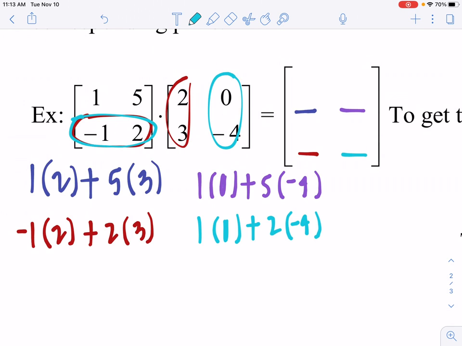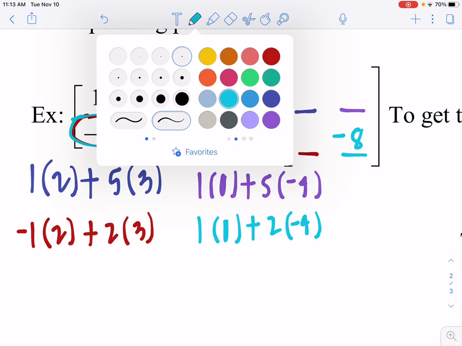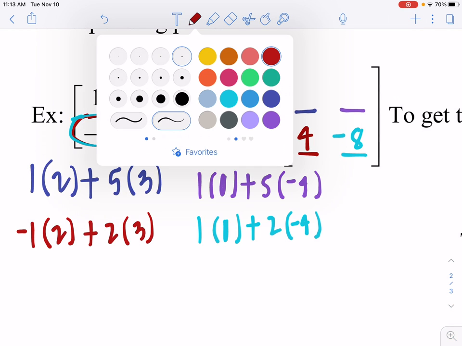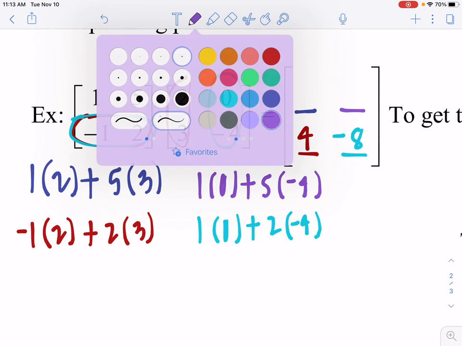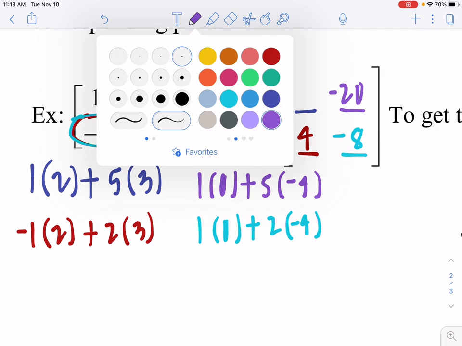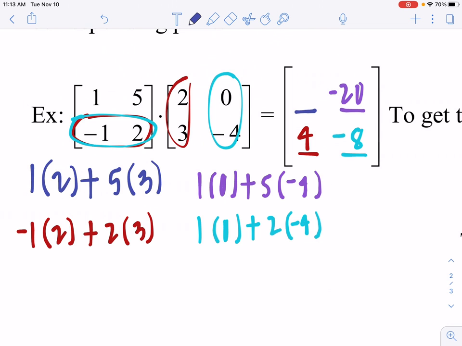So I'm going to go ahead and simplify. That'll become negative 8. This one's negative 2 plus 6. That will become 4. 0 times negative 20. And 2 plus 15, that'll become 17.